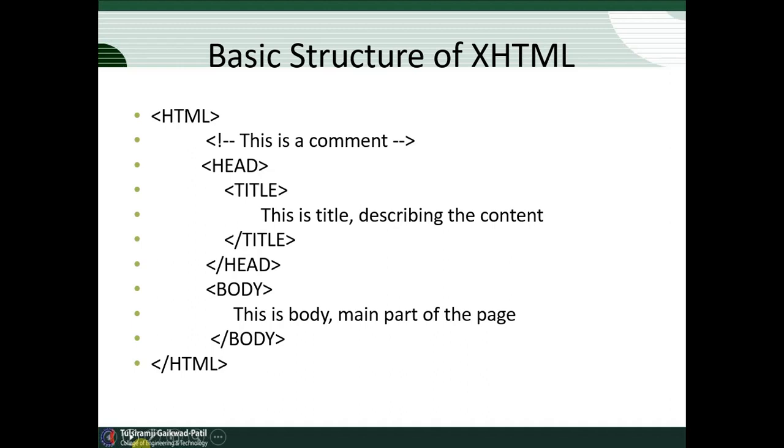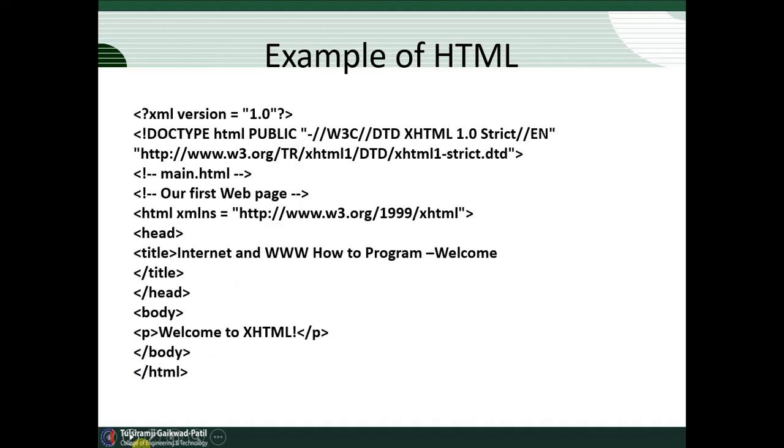So this shows the basic structure of HTML. The basic structure of HTML consists of the html, head section, title section, and body section. These are the very important tags in HTML. Now we are going to see a basic HTML example. Here we can find XML version 1.0.